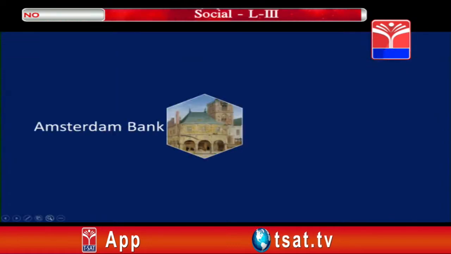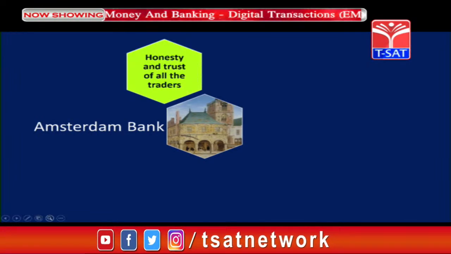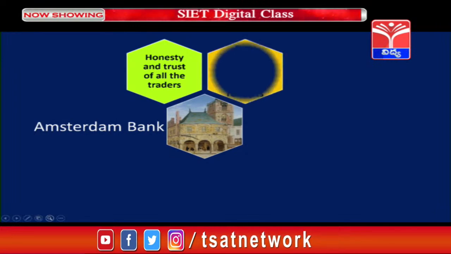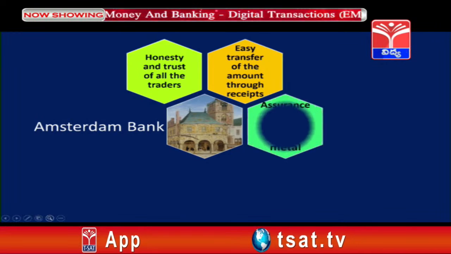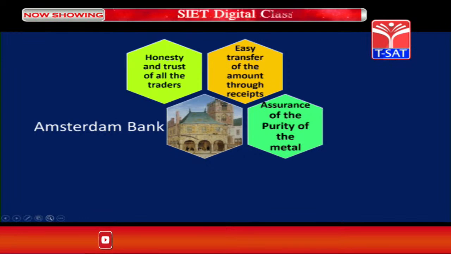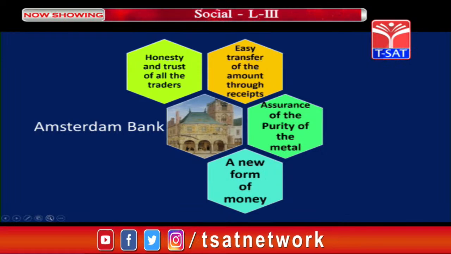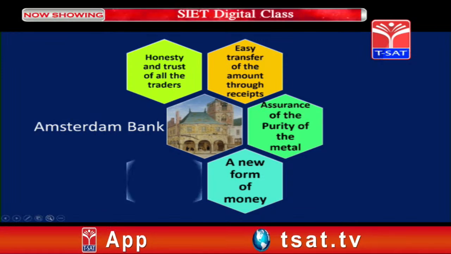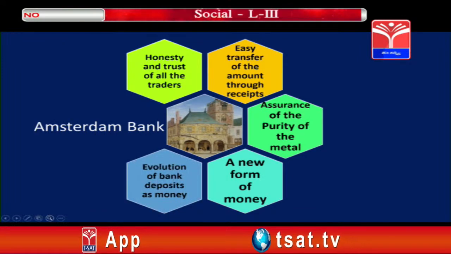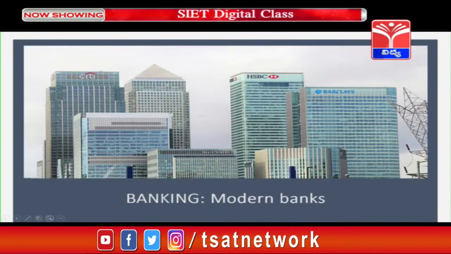Now, let us learn about the advantages of this Amsterdam Bank. The bank operated honestly and it was trusted by all the traders. They would ask for receipts of the bank or a transfer to their account instead of the coins. And the traders knew that the bank would give them pure metal on demand. Deposits at the bank became a new form of money. The business of the bank grew and it worked successfully for 2 centuries, and the operation of bank deposits as money had evolved. So, because of the emergence of banks in 1606, children, now we are having the modern banking system.